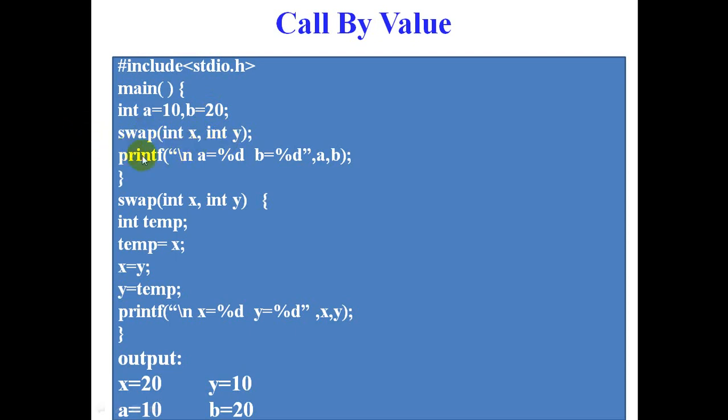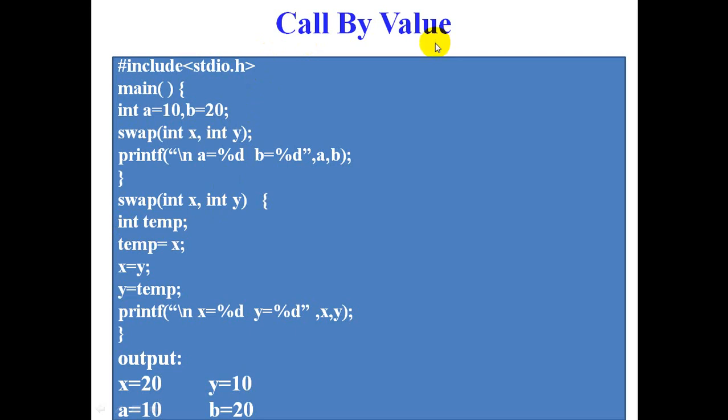Next I have displayed the value of a and b. That is, here a is equal to 10 and b equal to 20 will be displayed. In the next, I have taken a swap function, that is a function call from the main function. Here I have taken formal parameters, that is int x and int y. These two variables are declared in the swap function. So inside the function I have taken one variable temp, which is declared in integer data type.